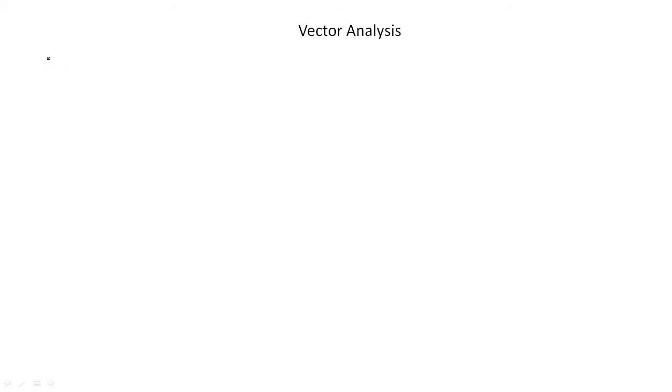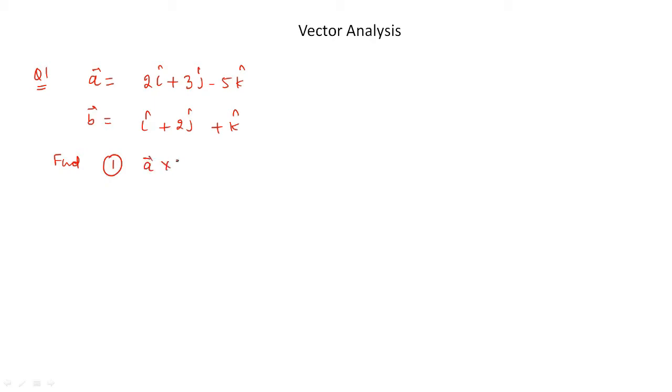Hello everyone, today we will solve some more numerical problems based on vectors. Here the first problem is that vector A is given as 2i plus 3j minus 5k and vector B is given as i plus 2j plus k. Here we have to find number 1, vector A cross vector B, number 2, a unit vector n, and number 3, sine theta.